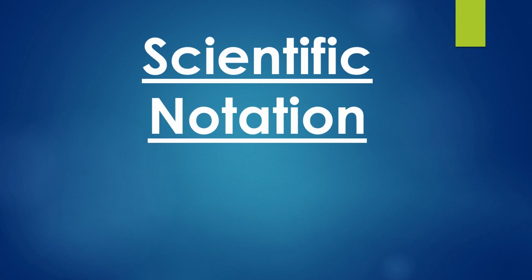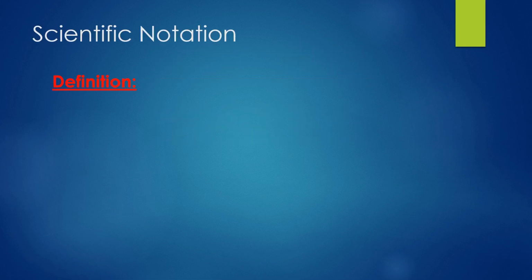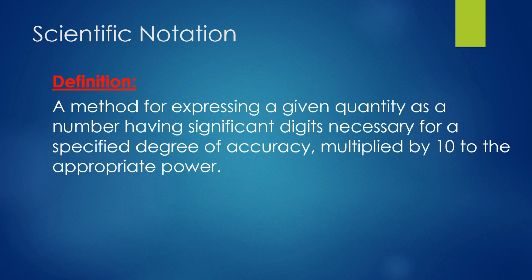All right, students, now it's time to learn about scientific notation. So let's look at the definition first. A method for expressing a given quantity as a number, having significant digits necessary for a specified degree of accuracy, multiplied by 10 to the appropriate power.